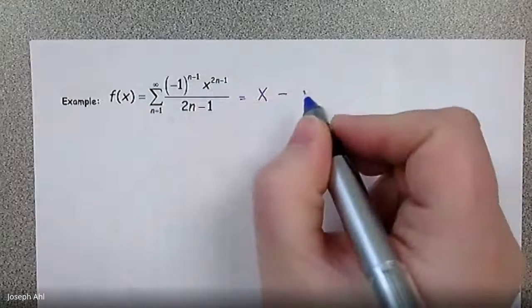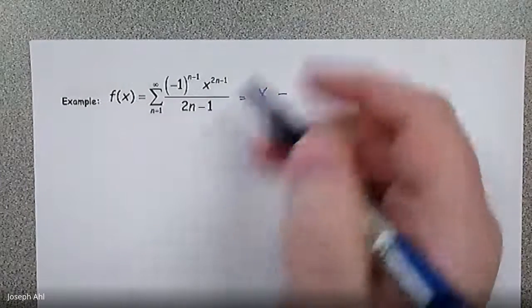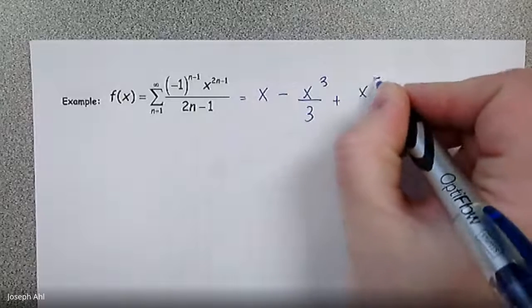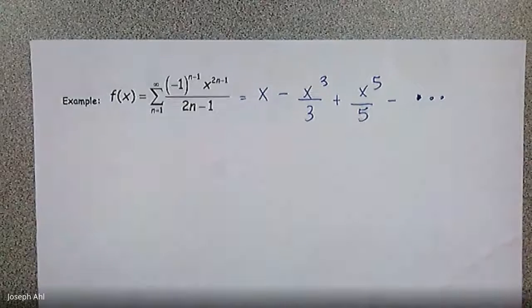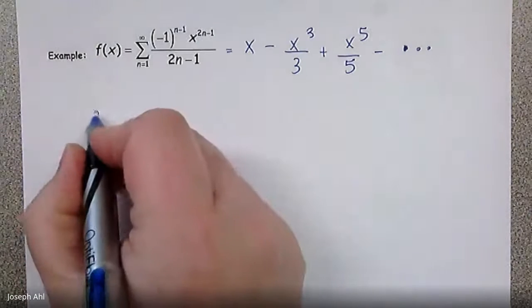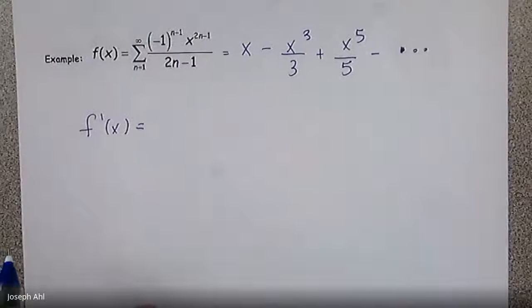So we're going to get minus for the next term. If we plug in n equals 2, there's going to be x cubed over 3. And then plus, the next term would be x to the 5th over 5, and then so on and so forth. We would get the resulting terms from there. So just to get an idea of what's going on here, if I said, hey, let's find f prime of x, let's find the derivative here.